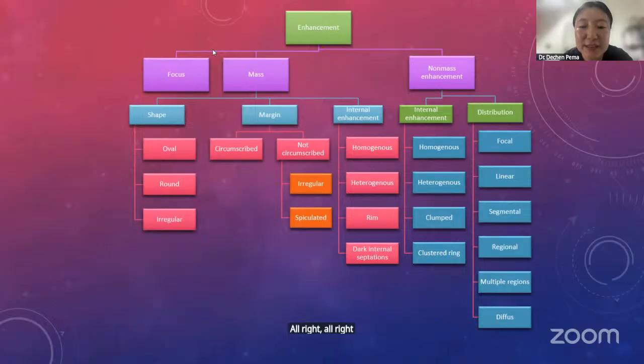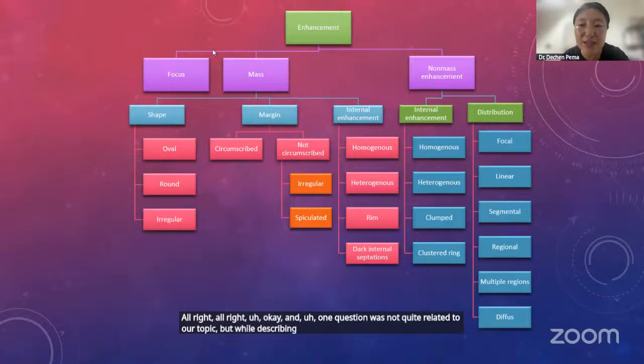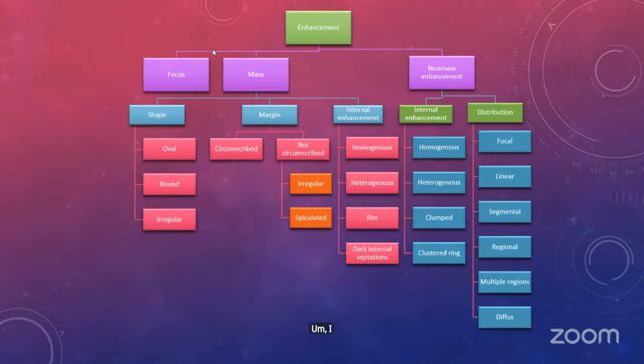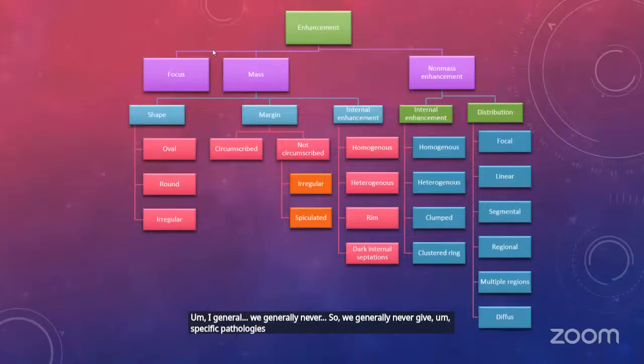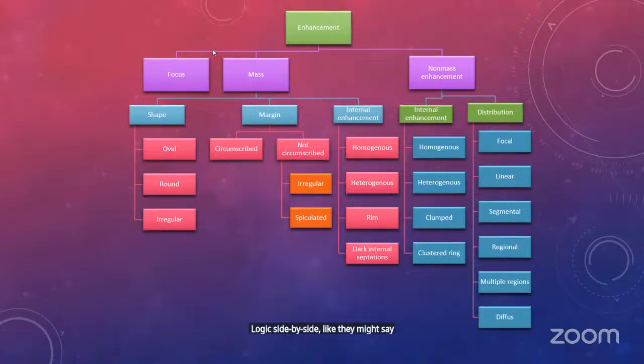All right. Okay. And one question was not quite related to our topic, but while describing mammograms, is it an obligation to give a particular pathology as a conclusion, or can you tell whether it's probably malignant or benign? We generally never give specific pathologies. I have seen some private practice physicians maybe speculate on a benign entity for a suspicious finding. Like they might speculate benign and pathologic side by side, like DCIS versus, I don't know, fibroadenomatous change. But the way we practice is we just say whether things are suspicious or not.